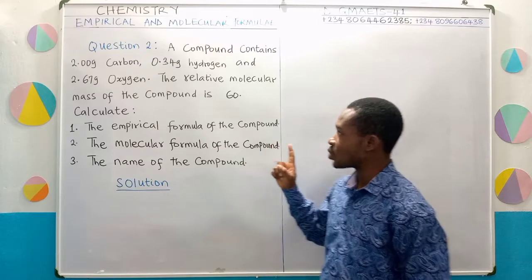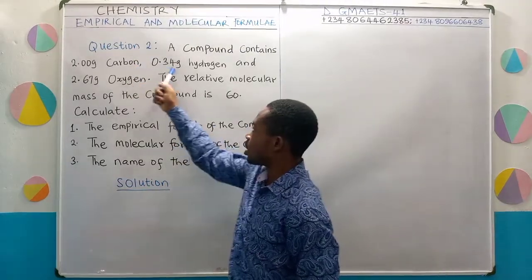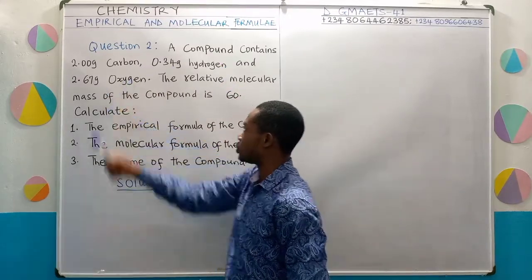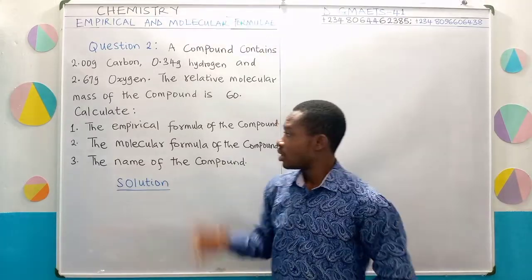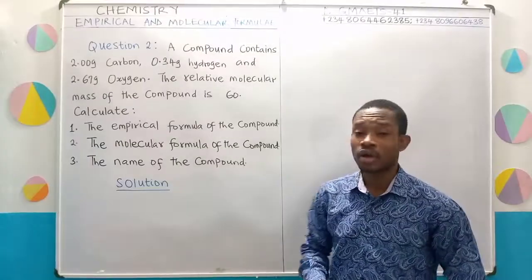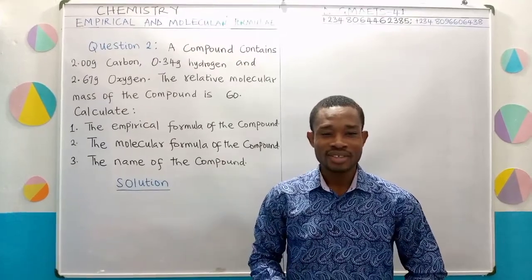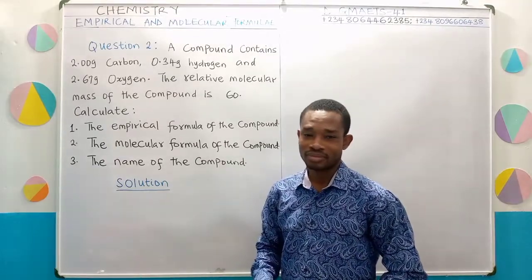So here we've got this question. A compound contains 2.00 gram carbon, 0.34 gram hydrogen, and 2.67 gram oxygen. The relative molecular mass of the compound is 60. Calculate 1. The empirical formula of the compound, 2. The molecular formula of the compound, and 3. You are to state the name of that compound.